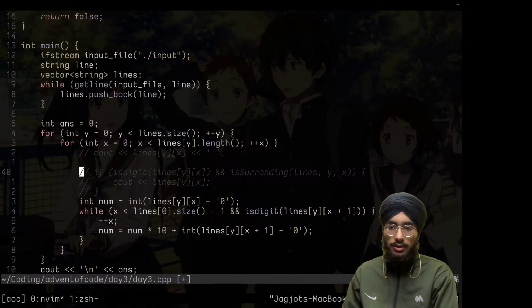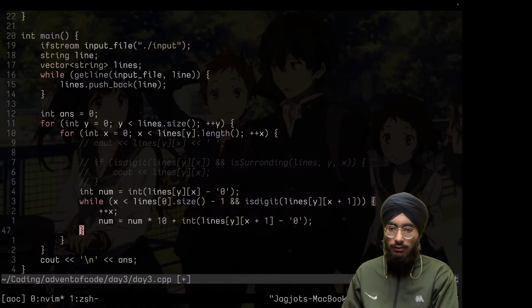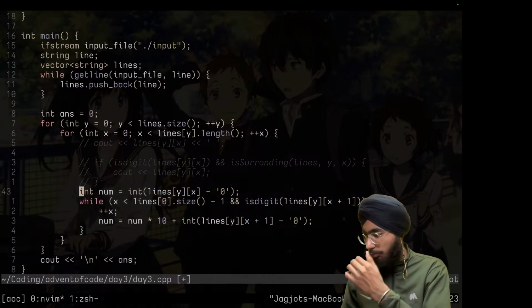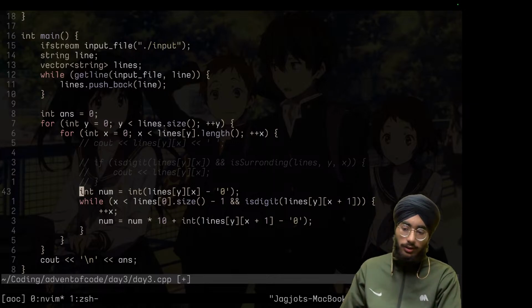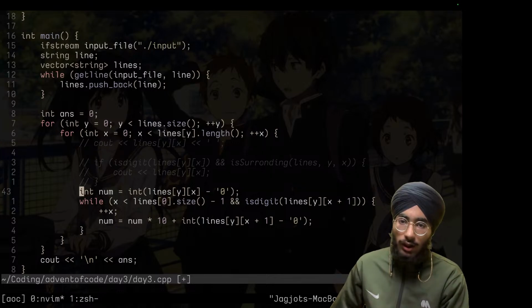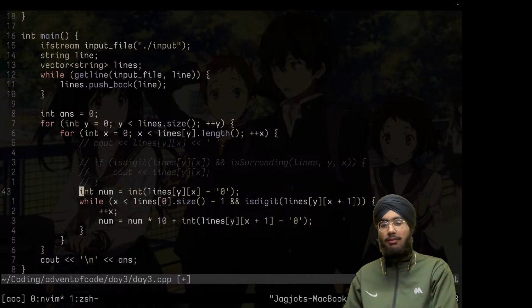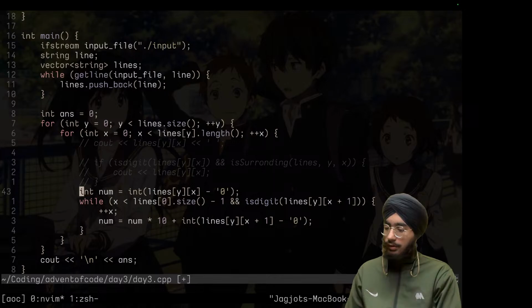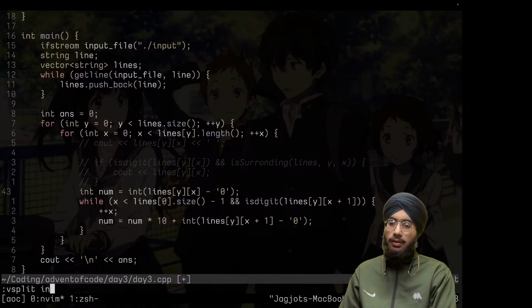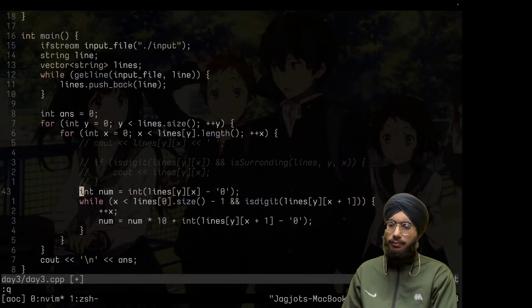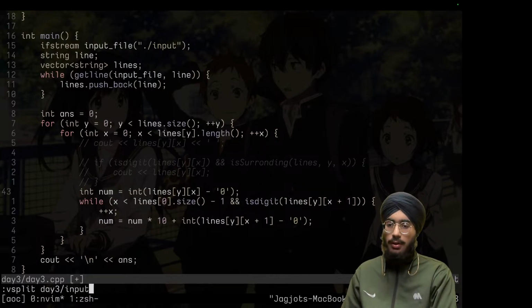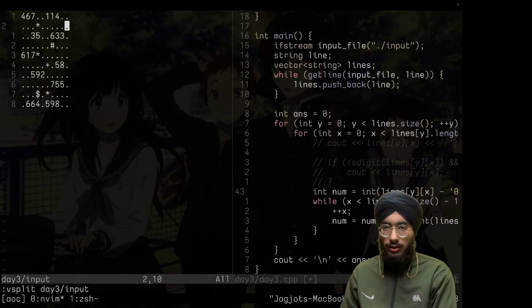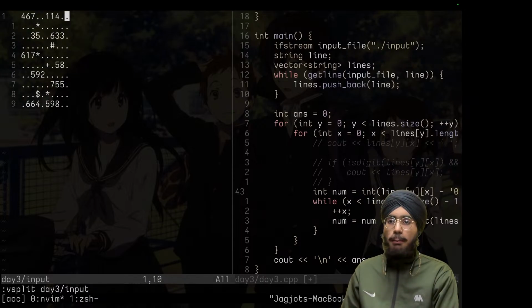Wait. Let me just comment these lines out. Thing is, we were doing this for problem number 2, to extract a number from a string, and if lines y and x is the position of a line, which is the day 3 input. Yeah, the day 3 sample input is this. For example, let's say we want to extract this number.